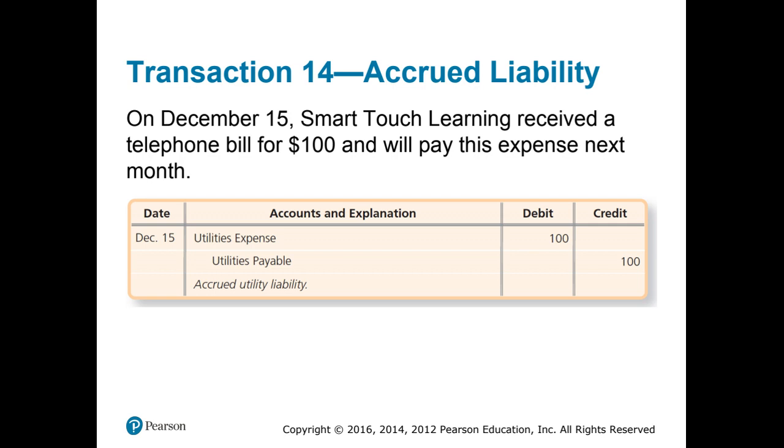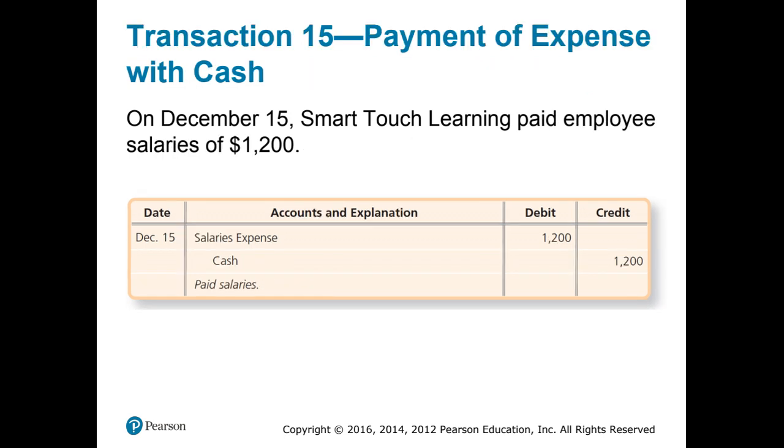On December 15th, Smart Touch Learning paid employee salaries of $1,200. So December 15th, debit salaries expense for $1,200, credit cash because we paid it for $1,200, and our note is that we paid salaries.